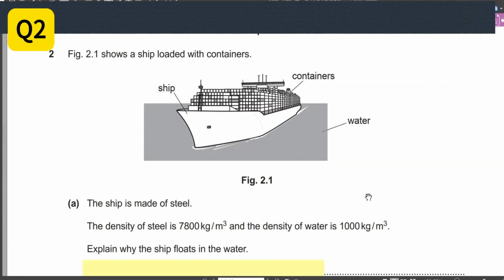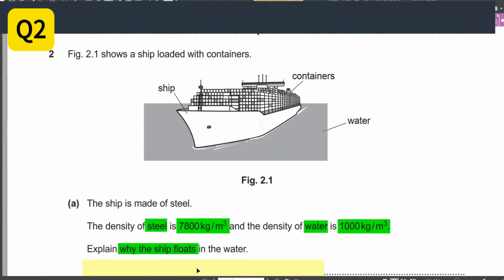Next question. Here we have a ship loaded with containers. This ship is made of steel. The density of the steel is 7,800 kilograms per meter cubed. The density of water is 1,000. So we can see here, the steel is denser than water. But how come the ship can float? Why does the ship float, even if the steel is denser than the water?